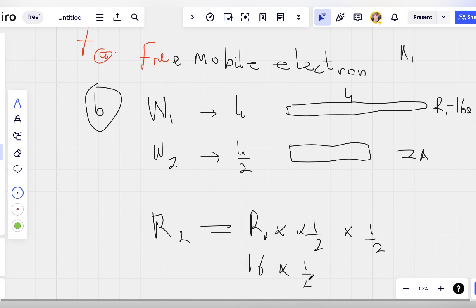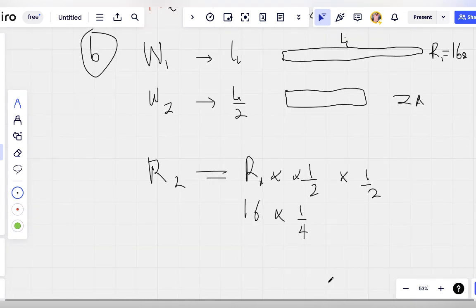Because 1 over 2 times 1 over 2 is 1 over 4. So this will give us 4. So R2 will be 4 ohms. Okay, so that's that for this question.